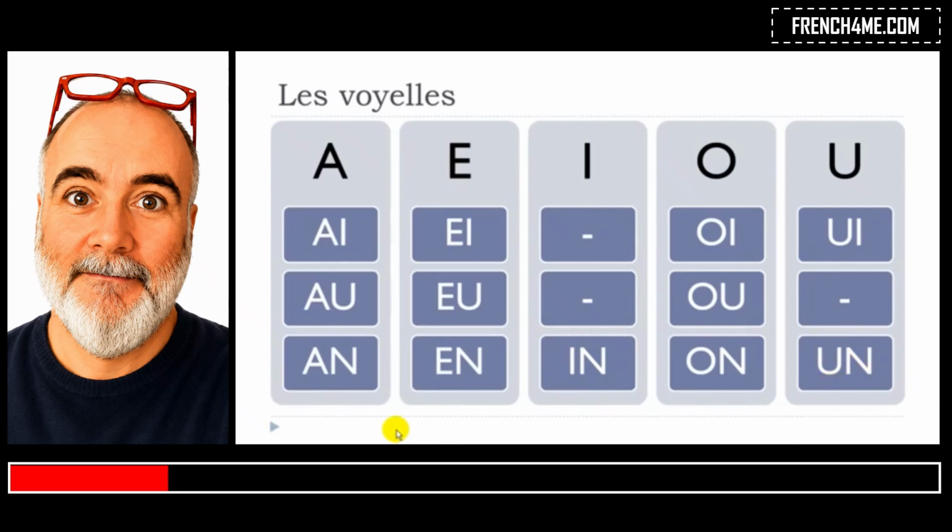Let's see them one more time. A, ai, au, an. E, ei, eu, en. I, in. O, oi, ou, on. U, ui, un.